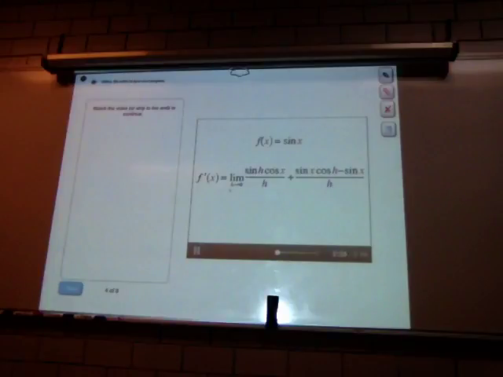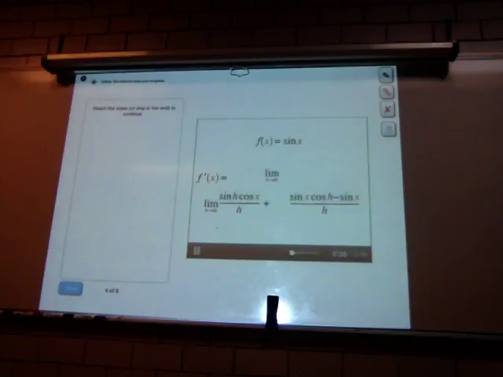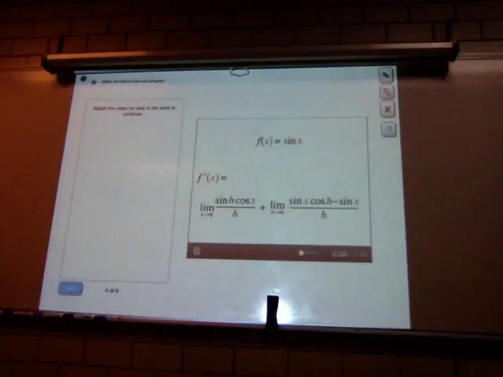And now we have the limit of the sum of two different terms here. So we can break this up into the sum of two different limits. Let's look at this first limit here, the limit as h goes to 0 of sine h cosine x over h. What's an equivalent way to write this limit?